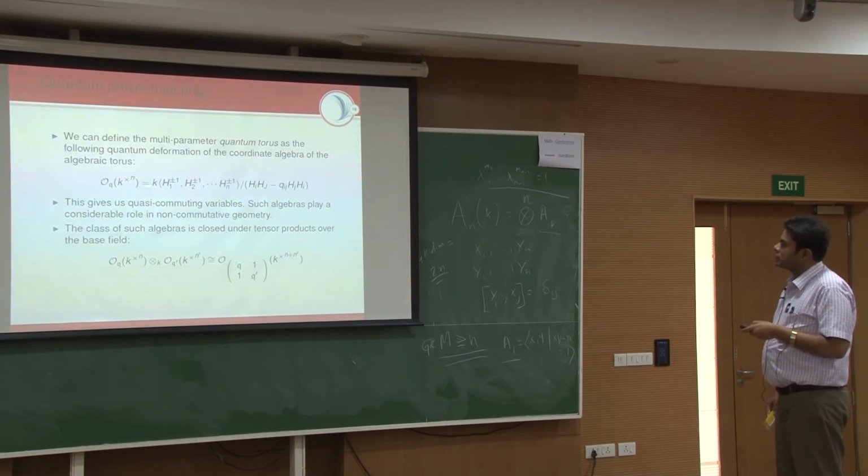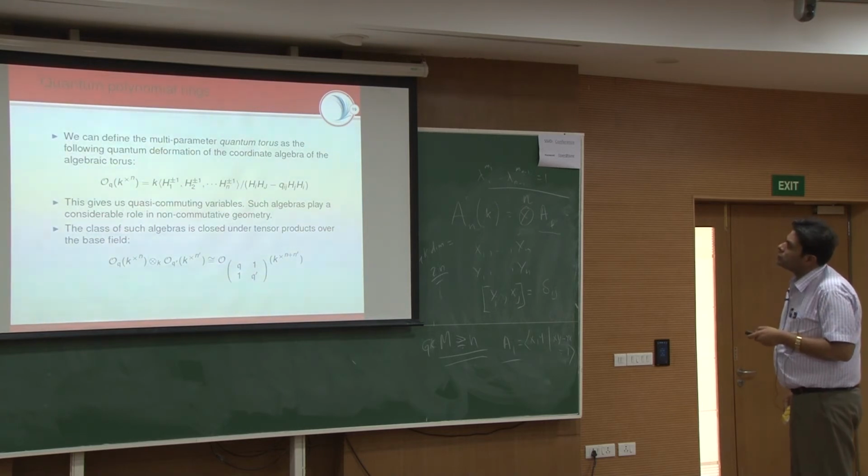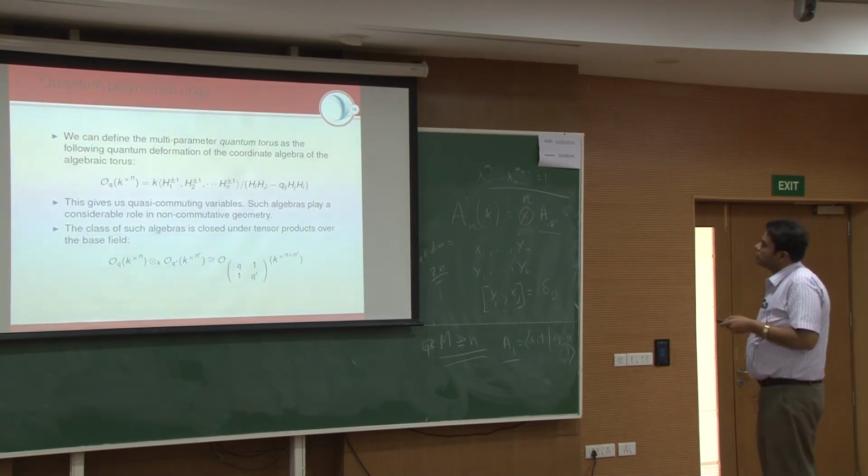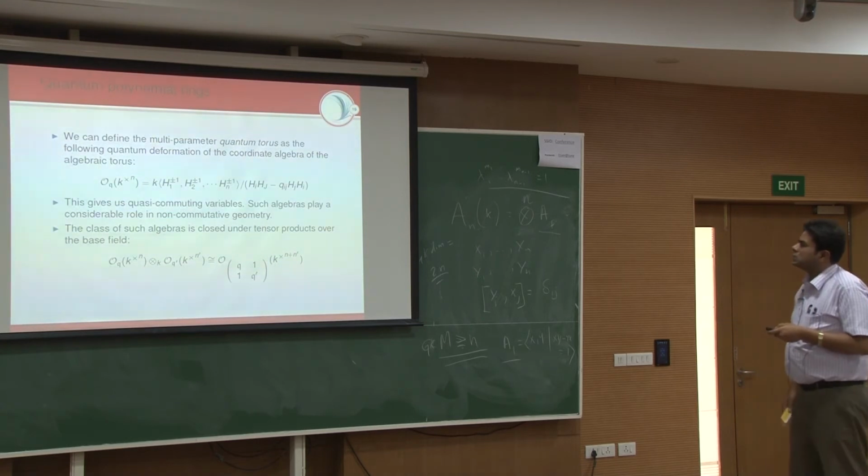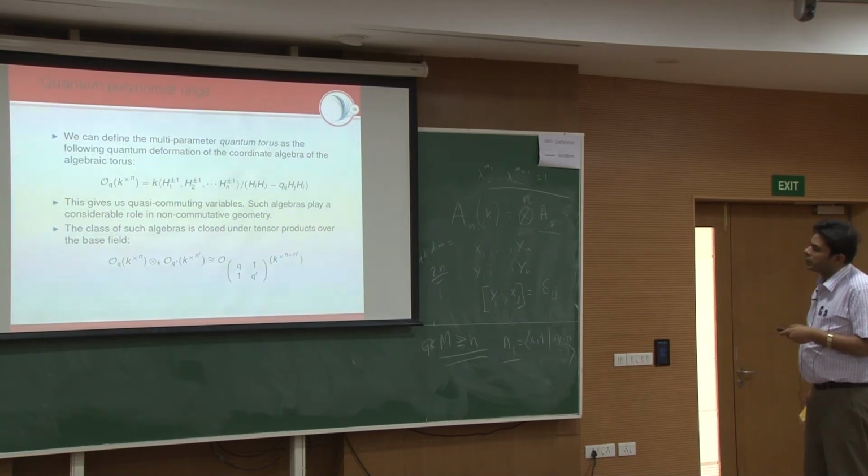Consider closely related algebras. So now we are coming to quantum groups. Quantum groups provide us important examples of non-commutative rings.